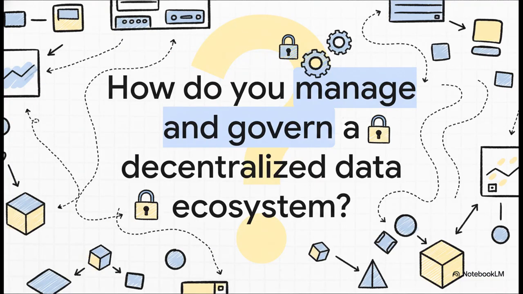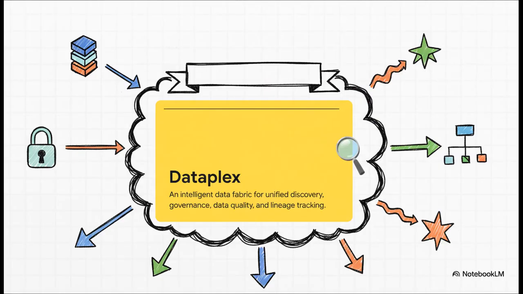Your organization's data is a mess, right? It's spread out across all these different storage services. This makes it a nightmare to discover anything, to manage it, and forget about tracking data lineage. So how do you bring order to that chaos with a single unified solution? The answer, my friends, is Dataplex. You can think of it as this intelligent data fabric, like a single pane of glass that you lay over all your distributed data.